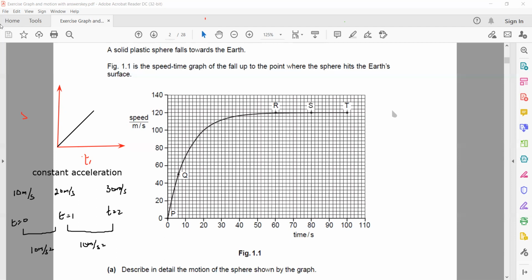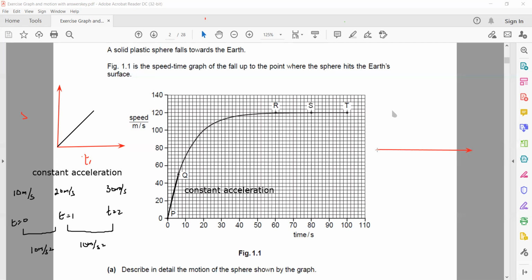So from P to Q, because it is a straight line, whenever it's a straight line, it shows the acceleration is constant. So you will mention in your answer that the first part has a constant acceleration. Is it clear, the first part? Yes, sir.